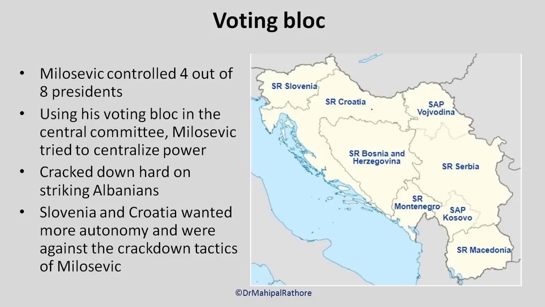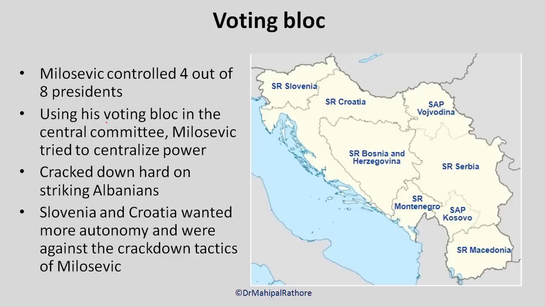Now Milosevic has a voting bloc. What do I mean by voting bloc? He has his puppet presidents in Vojvodina, Kosovo and Montenegro, and he himself is president of the Socialist Republic of Serbia. So in all these four regions, he has his vote. Now when the council meets, all 8 presidents, of Slovenia, Croatia, Bosnia and the rest, meet, and he has 4 votes out of 8. So he can effectively stop any new reform, any new proposal that is brought in.